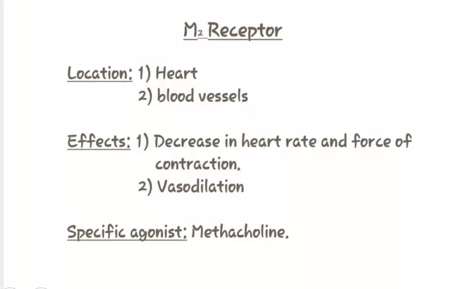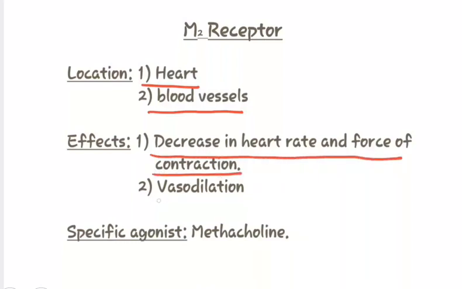Now let us study the M2 receptors. M2 receptors are located at heart and blood vessels. They cause decrease in the heart rate and decrease in the force of contraction. They also cause vasodilation. The specific agonist for M2 receptors is methacholine.